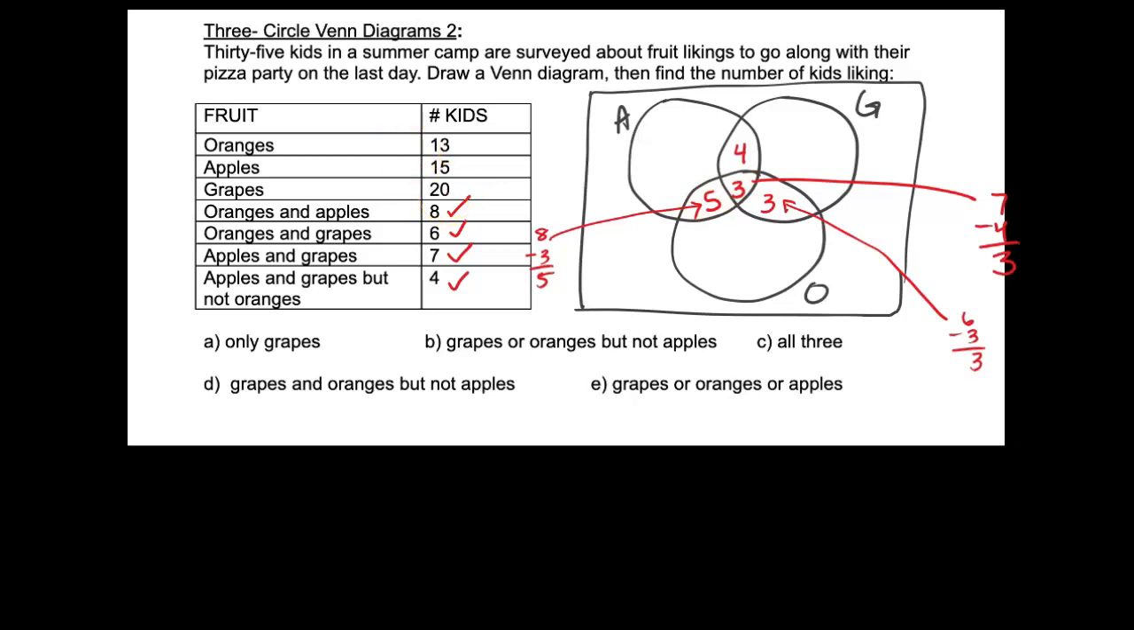Now I'm going to move up to grapes, and so I'm just going to highlight where that grape circle is. It's right here, and I should have 20 altogether in the grape circle.